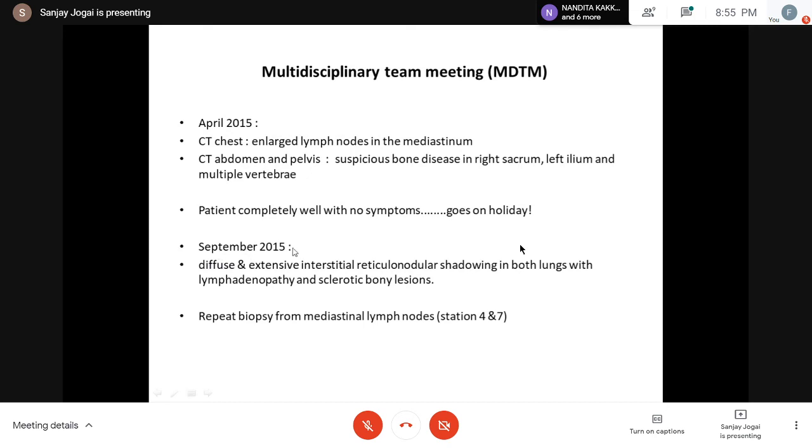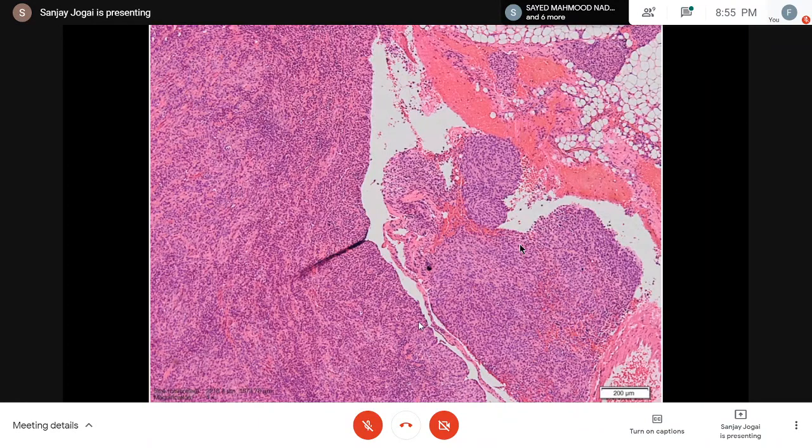In September 2015, he then came back with diffuse and extensive interstitial shadowing and sclerotic bone lesions. Now, they said, oh, there are mediastinal lymph nodes. We still haven't an idea what this is. Let's take these lymph nodes out. So it happens to be my week on the rota, I get the lymph node. I am baffled already. Oh gosh, I have not made a diagnosis. Brompton doesn't know. And now we have got a lymph node.